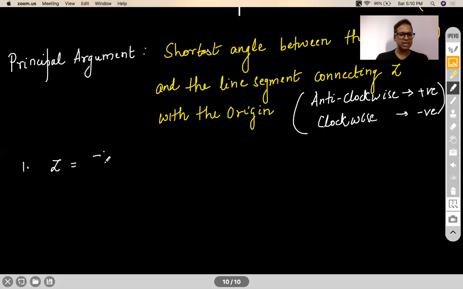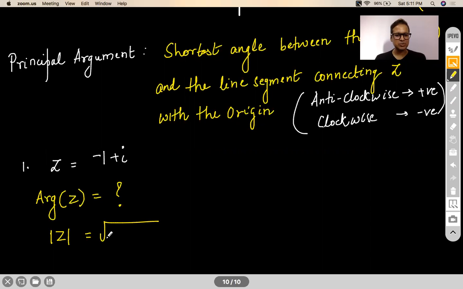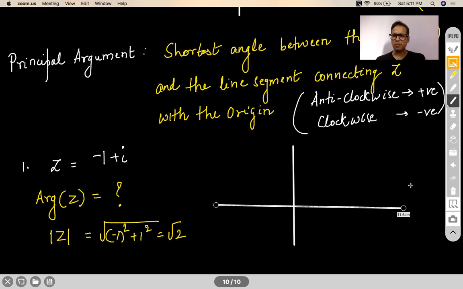Let me first start with minus 1 plus i. If I want to find out the argument of this complex number, let's simultaneously also do the modulus. Modulus, you can all tell me easily, it's minus 1 square plus 1 square, which is root 2. As you already know, modulus signifies how far that complex number is from the origin. So if I represent this complex number, it will fall over here, and modulus basically signifies this distance.